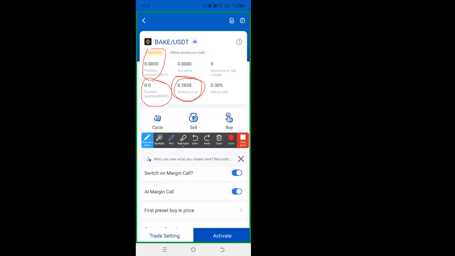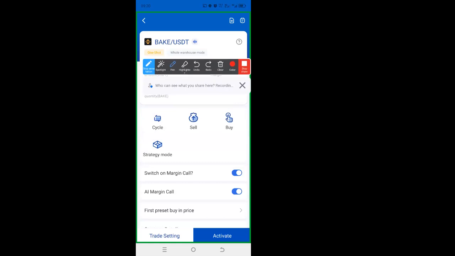You see that? Here, it tells you the number of margin calls. If the market keeps dropping down, it reflects how many margin calls have so far been taken in the market when the market drops down. Okay? Here will show you the return rate. You get that? All right.